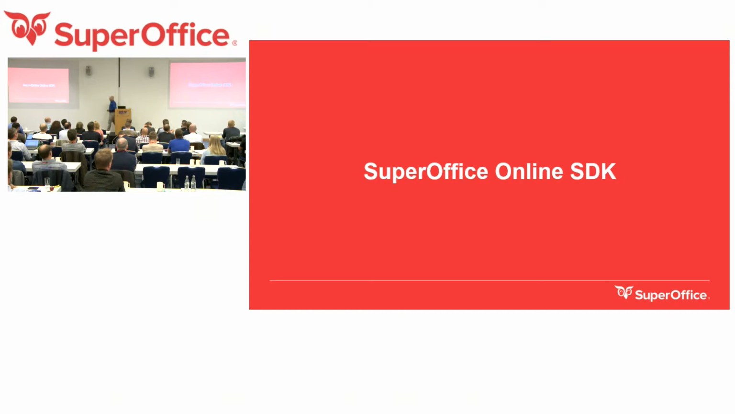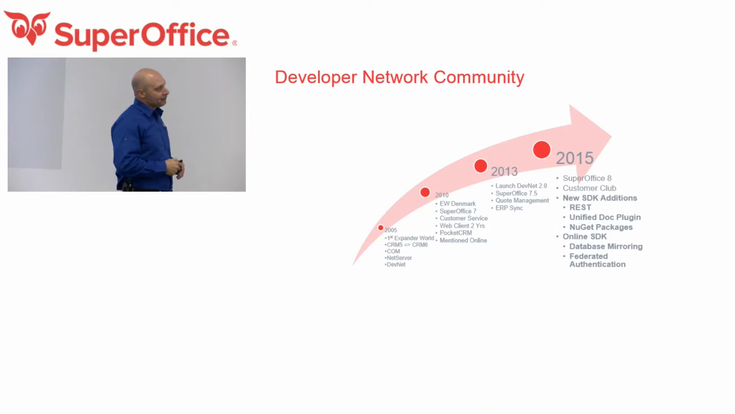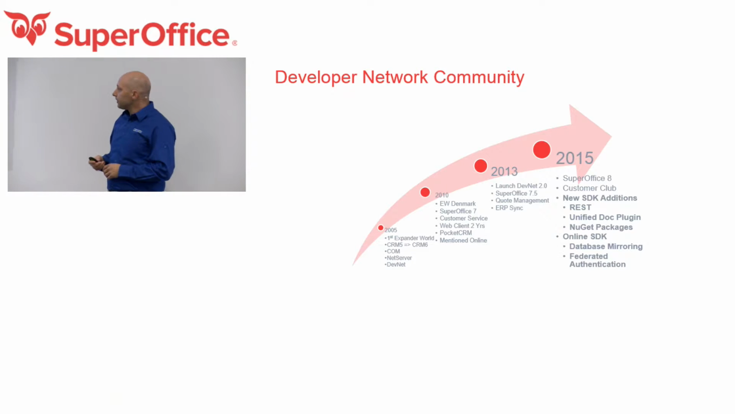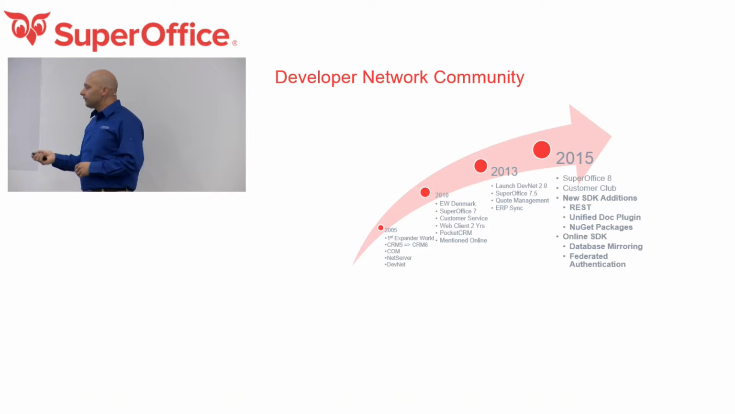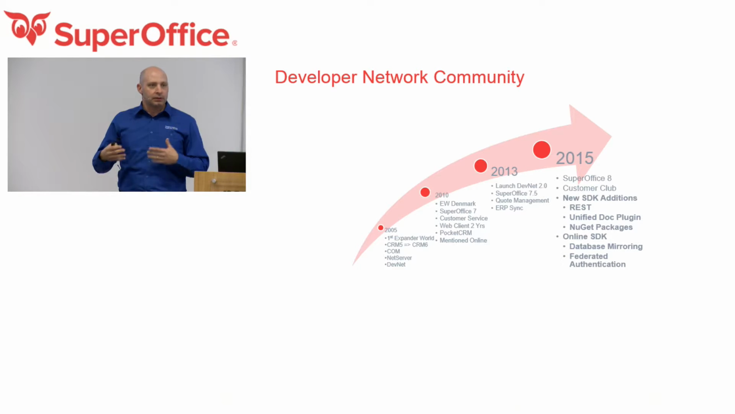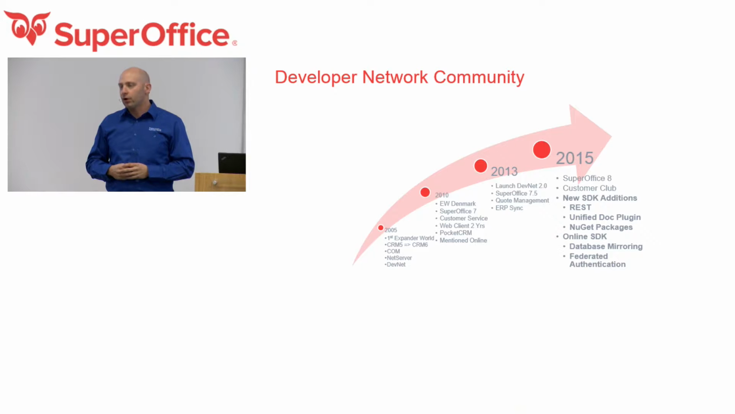So I want to talk to you just a little bit more about the online SDK and some of the aspects there. Earlier, I talked a little bit about how the SDK evolved over the years. So now, when we get to online, we're talking about database mirroring and federated authentication. These are the two main capabilities that have evolved over the course of the last 18 months.